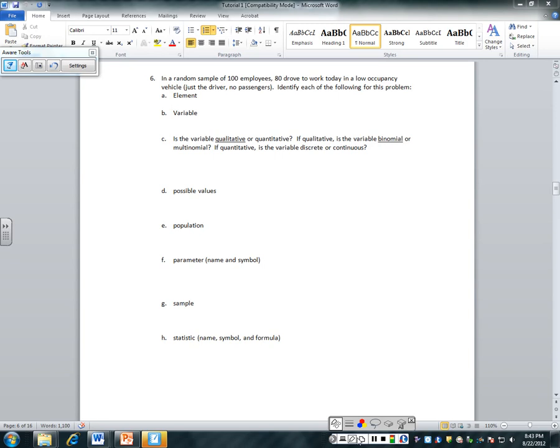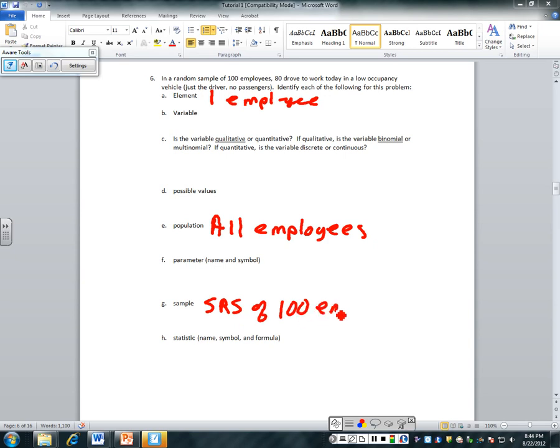Okay, so a random sample of 100 employees, 80 drove to work a day in a low occupancy vehicle. That is, there weren't any passengers, just the driver. Identify each of the following for this problem. An element is one employee. I'm going to skip down here. Population is all employees. And the sample is a simple random sample of 100 employees. Again, one for the element, all for the population, and some, in this case 100, for the sample.